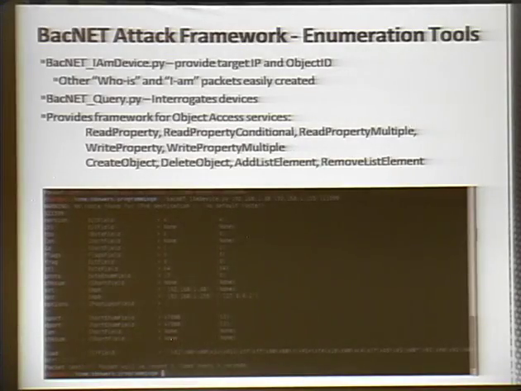Bacnet Query allows you to interrogate any existing ones that may be already on a target network. And here's some examples, but basically the framework allows you to just change the bits a little bit and the flags to make it so you can do darn near anything that you want from that perspective.